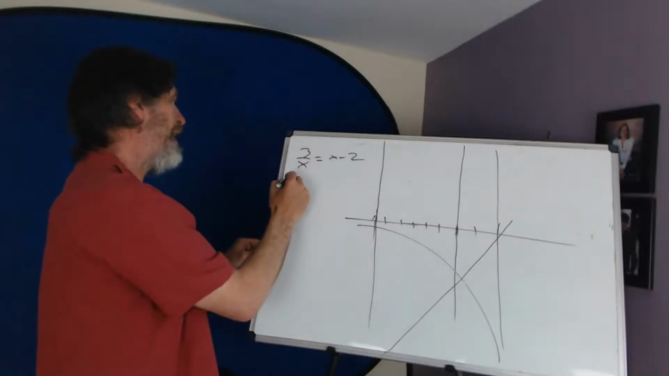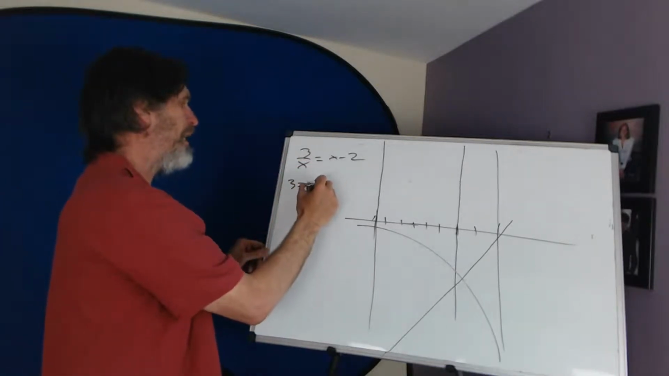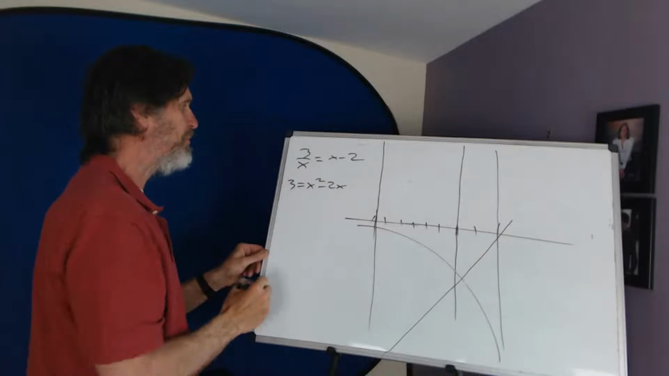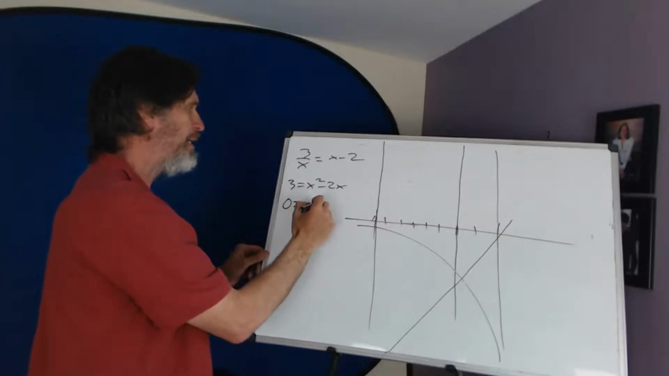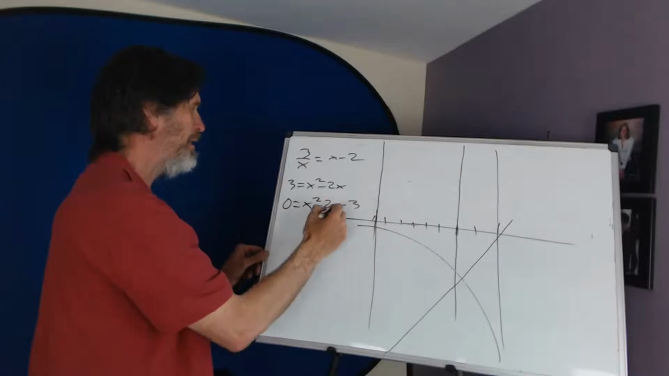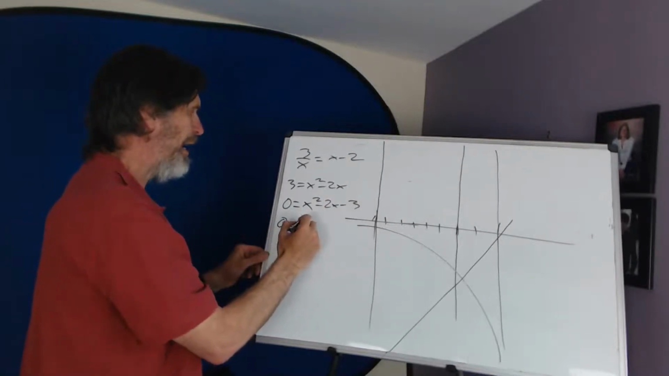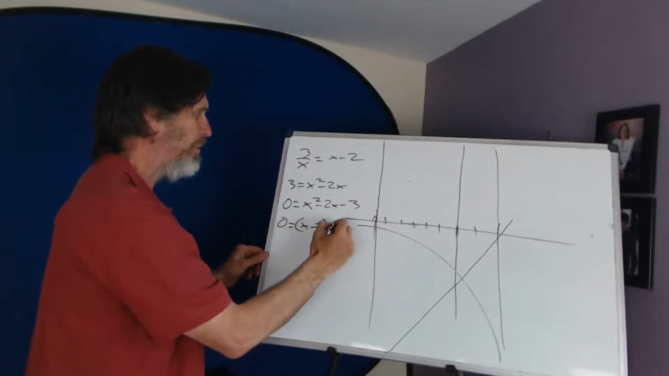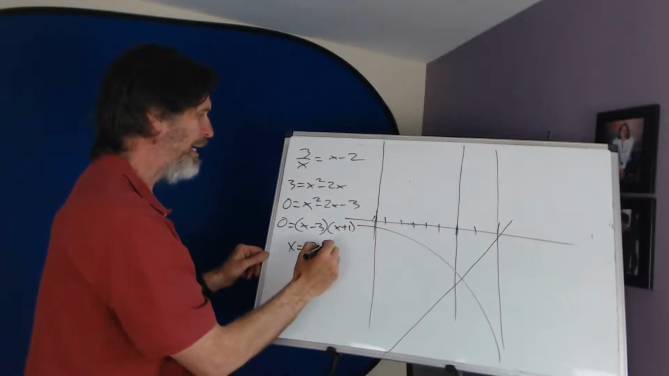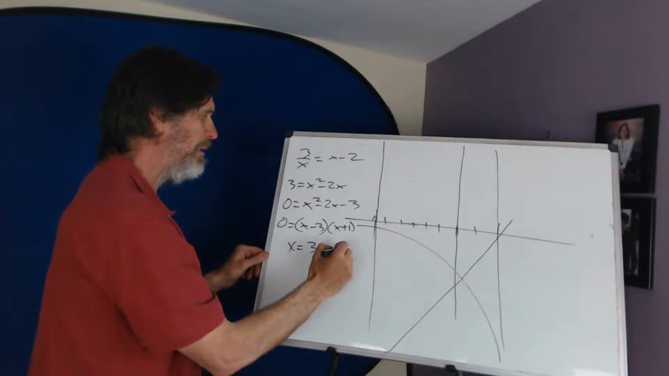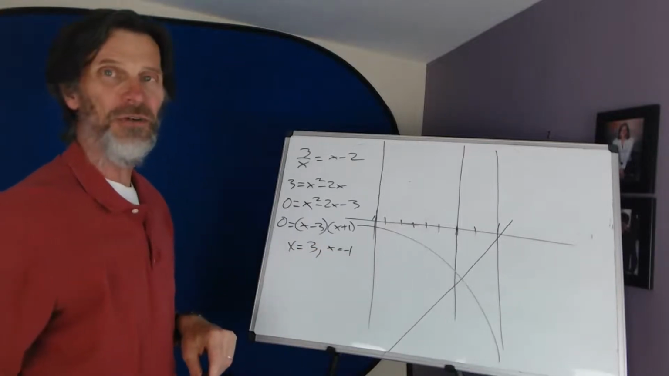Multiply both sides by x. 3 equals x squared minus 2x. Quadratic equation. 0 is equal to x squared minus 2x minus 3. Let's factor that out. x minus 3, x plus 1, at x equal to 3, and at x equal to minus 1. Those are the 2 places those cross.